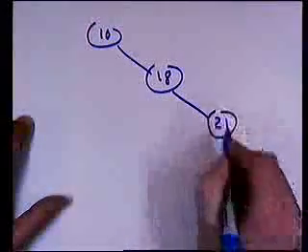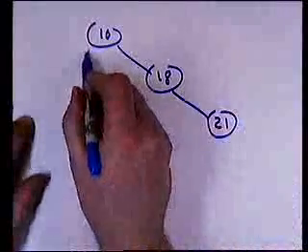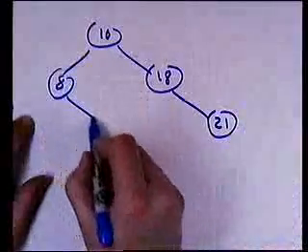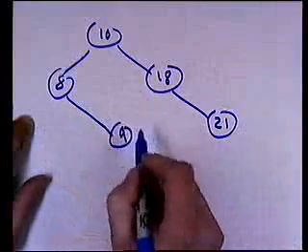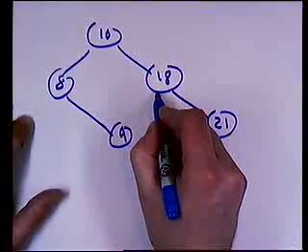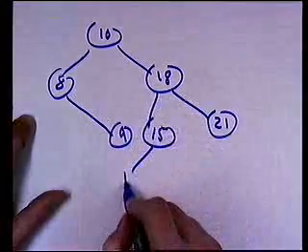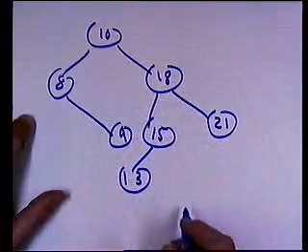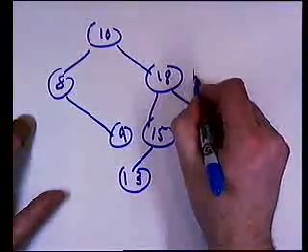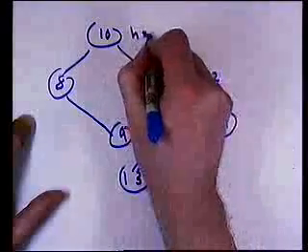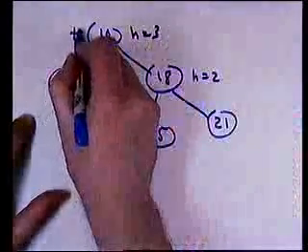The right subtree of 18 stays the same. The left subtree of 10 stays the same. And the right subtree of 10 moves over to become the left subtree of 18. And this is the situation we have here. You'll notice here the height is 2, the height here is 3, and the balance is +1.